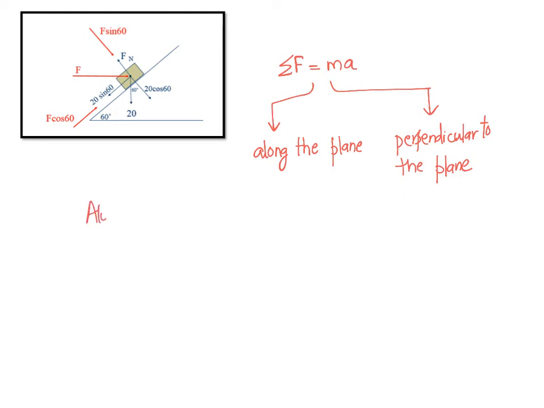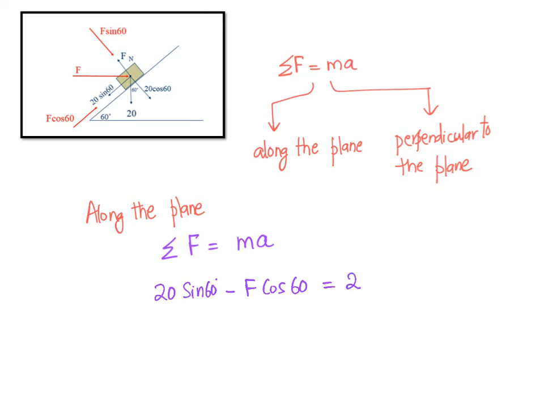So let's write that. Along the plane, we are going to write sigma F equal to ma, and we'll check what the forces along the plane are. We have F cosine 60 and 20 sine 60. 20 sine 60 is downwards along the positive x-axis. F cosine 60 is upwards along the negative x-axis. So we are going to write with the signs 20 sine 60 minus F cosine 60 equal to the mass, which is 2, multiplied by acceleration, which is 0, because the object is not moving. So 20 sine 60 is equal to F cosine 60. And here we are just solving it using our mathematical tricks.